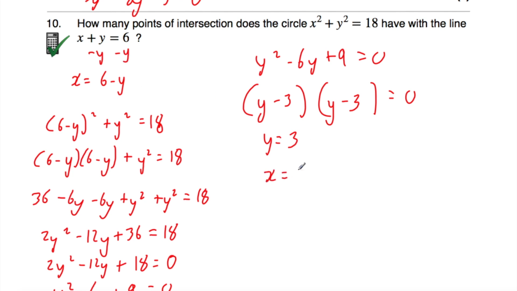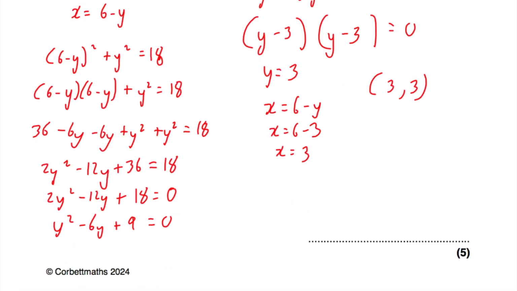So x is equal to 6 minus y, so x is equal to 6 minus 3, so x is equal to 3. So the point (3, 3), where x is equal to 3 and y is equal to 3, is the point where the straight line and the circle intersect. The question asks, how many points of intersection does the circle have with the line? The answer is 1, just this point here. So let's write that down: 1.